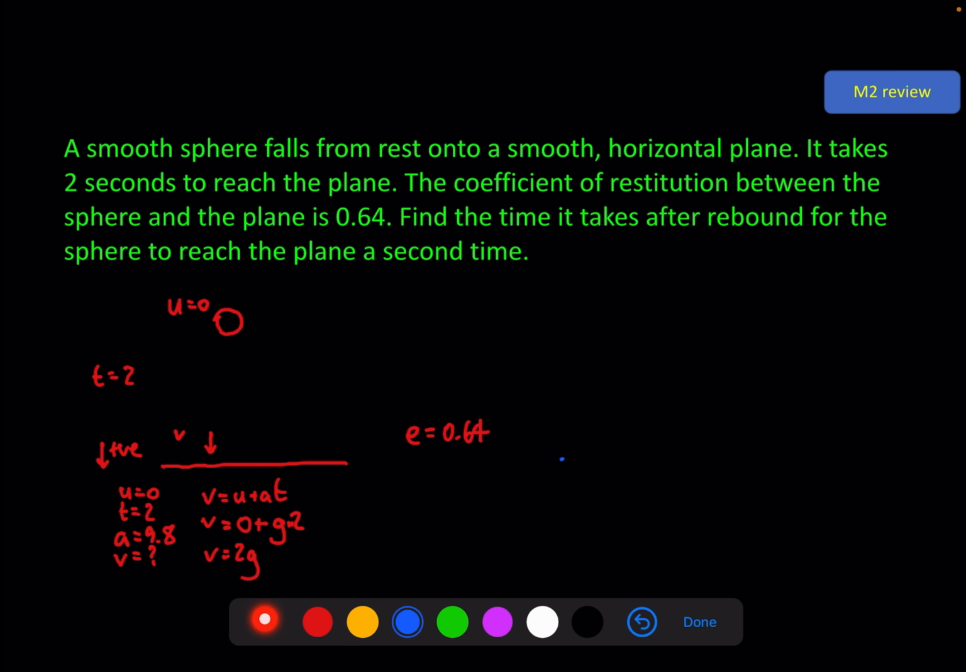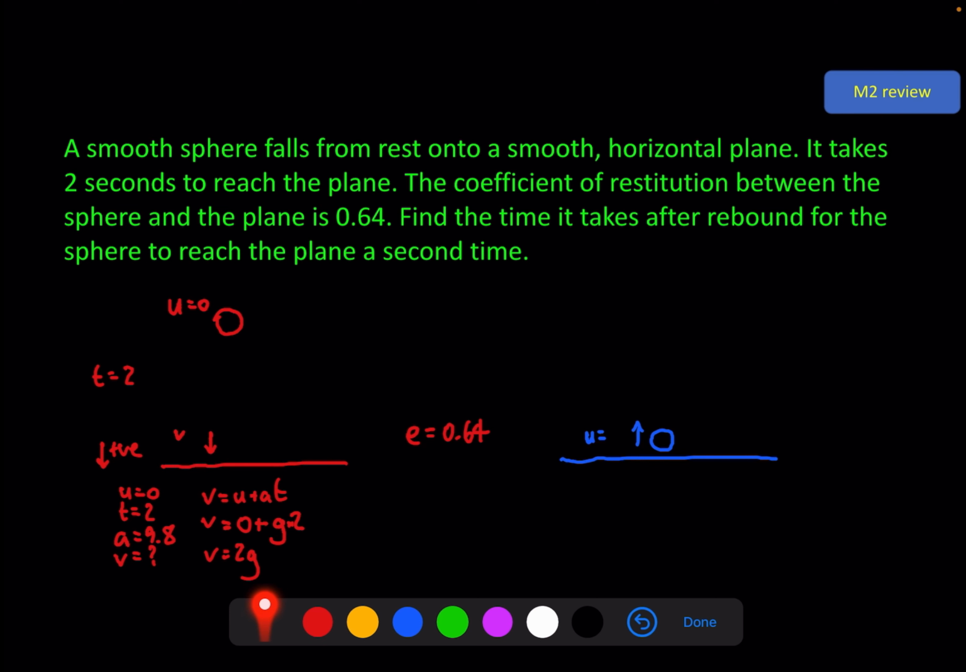After that impact, the sphere is going to be moving upwards, and I need to know from this point how long it takes for it to go up, come to instantaneous rest, fall back down again, and hit the plane for a second time. To know that, I need to first know what the speed is here, and it is not the same as this because we have a coefficient of restitution where it is not a perfectly elastic collision.